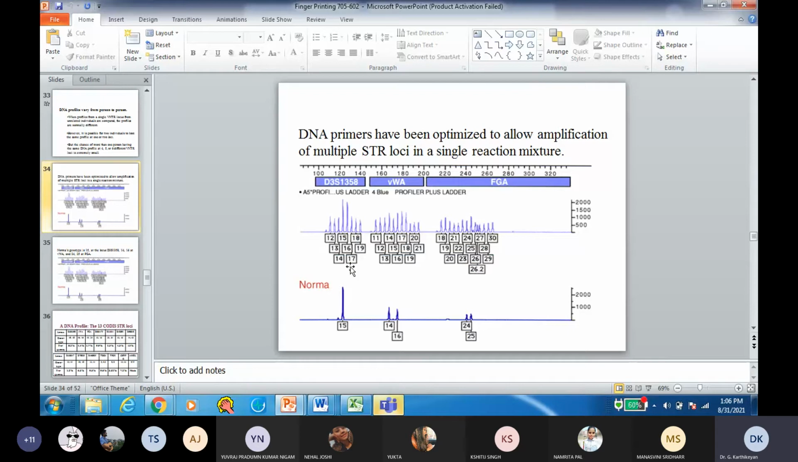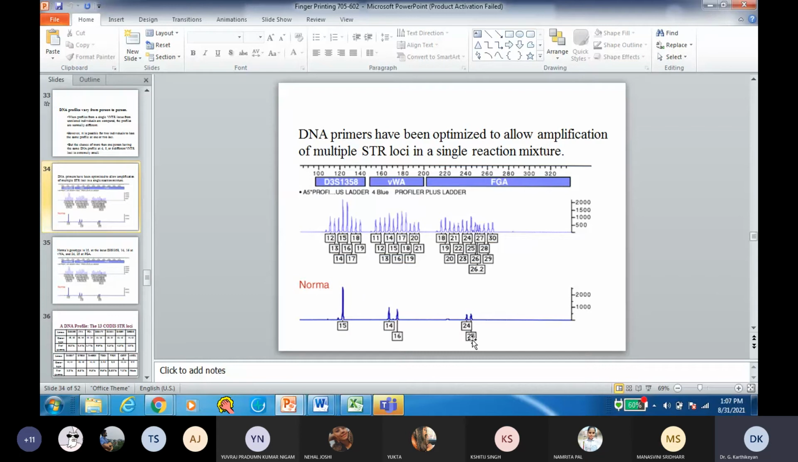So if you look at this person called Norma, Norma could be anybody, any person. Norma's genotype is 15, so he or she carries 15 repeats in chromosome 3. That means this locus is homozygous, both the parents have the same number of repeats. In this case, she has two alleles at VWA, one with 14 repeats and one with 16 repeats. One of the parents who contributed to Norma's genome had 14 repeats, the other had 16. In the case of the FGA loci, you have 24 and 25.